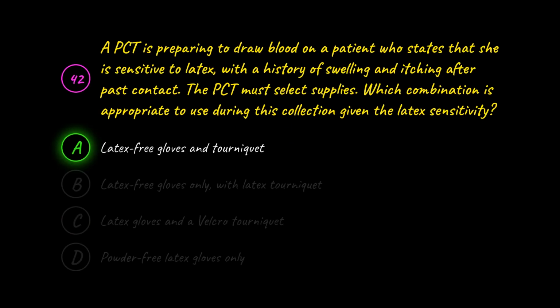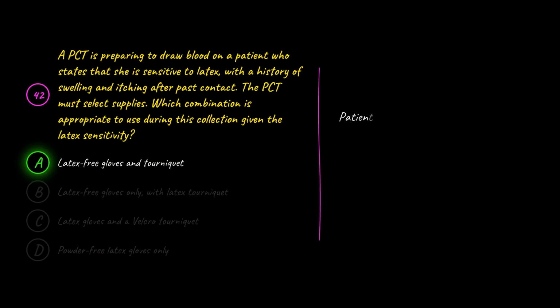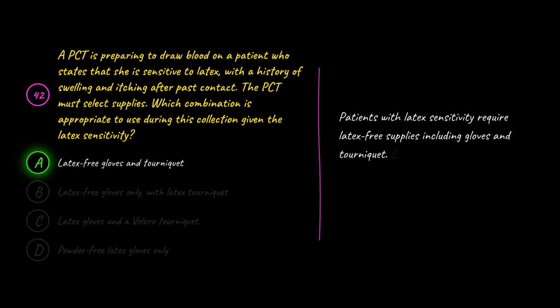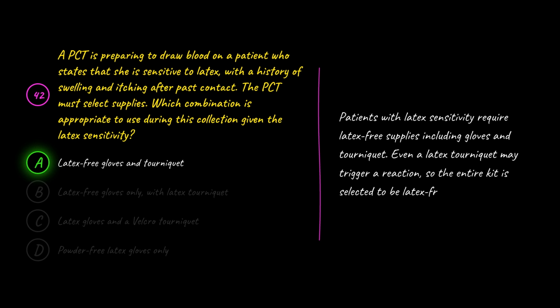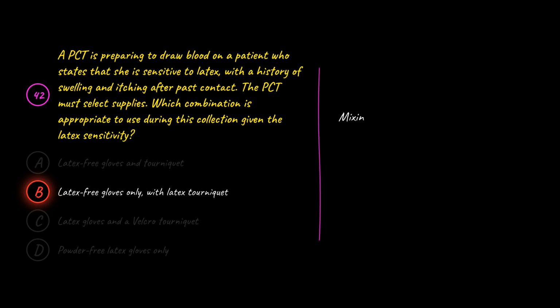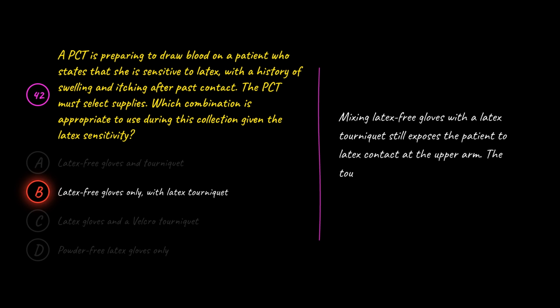The correct answer is A. Latex-free gloves and tourniquet. A is correct because patients with latex sensitivity require latex-free supplies including gloves and tourniquet. Even a latex tourniquet may trigger a reaction, so the entire kit is selected to be latex-free for these patients during routine venipuncture procedures. B is wrong because mixing latex-free gloves with a latex tourniquet still exposes the patient to latex contact at the upper arm. The tourniquet must also be latex-free to fully protect a sensitive patient during the draw.